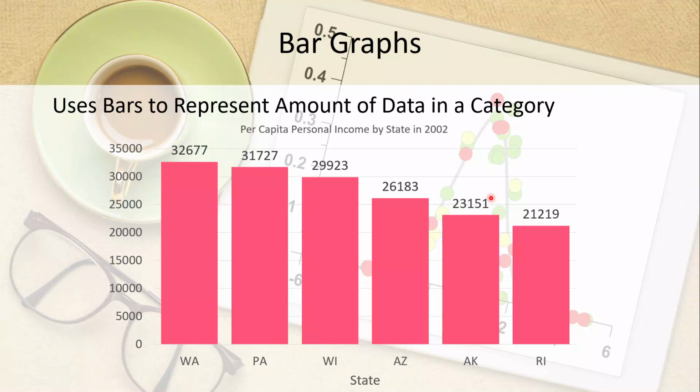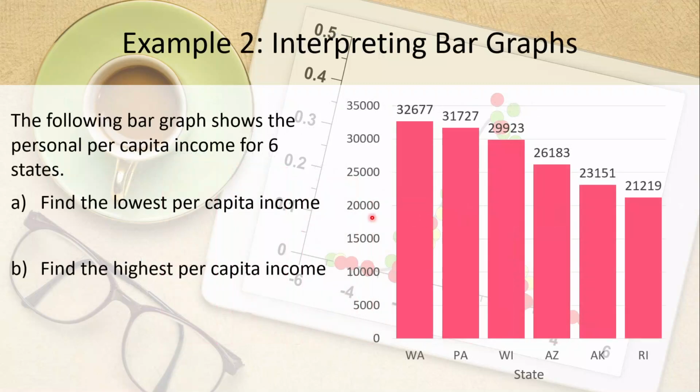Smallest bar, smallest number. Now, the kind of questions that you'll be dealing with in this particular type of problem is pretty straightforward. It is just finding the largest per capita income and the lowest per capita income. Now, first we're going to deal with the lowest. Well, lowest is right here. It's Rhode Island. And notice that what they want is the income, not the state. So your answer here is going to be 21,219. And the highest per capita income, there it is right there, 32,677.